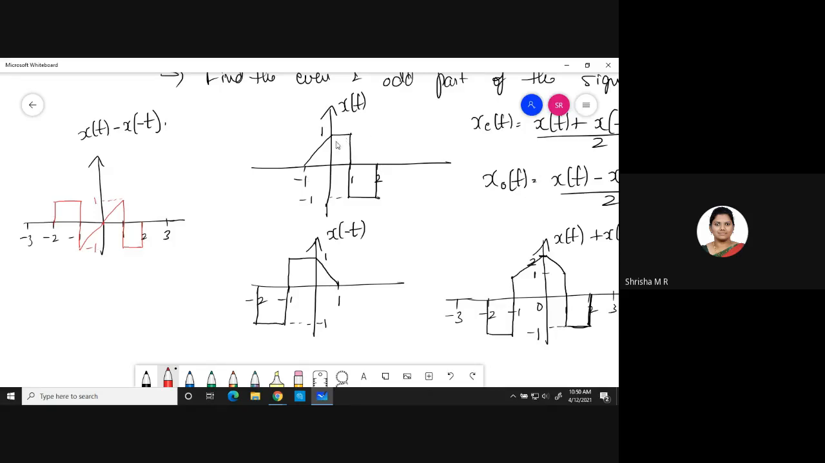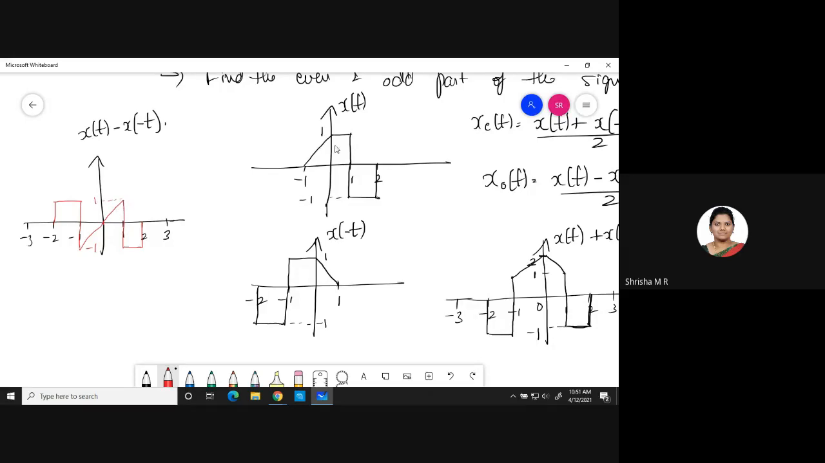First, at t equal to 0 you check: you have 1 minus 1, so you have 0. At t equal to 0 the signal is 0, then go to 1. At 1 the signal goes from plus 1 to minus 1, and the other signal is at 0. So take plus 1 first: 1 minus 0 is 1. The signal is at 1.